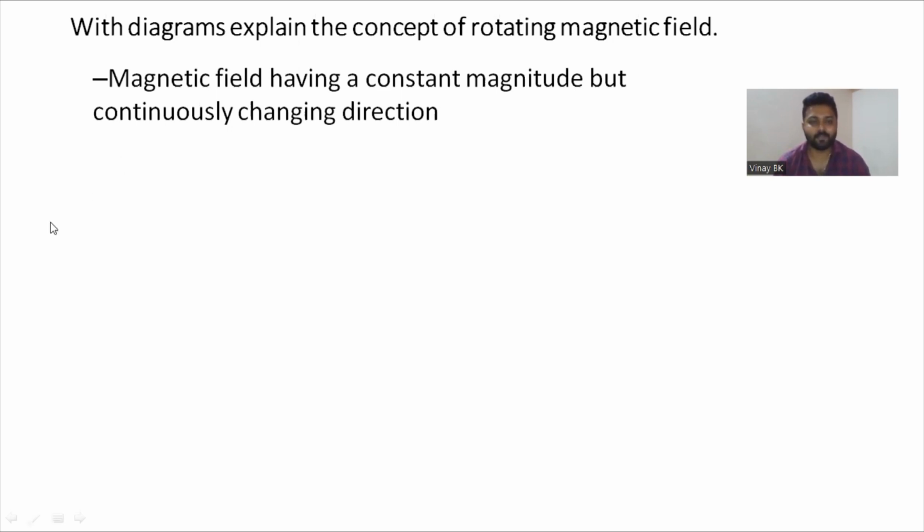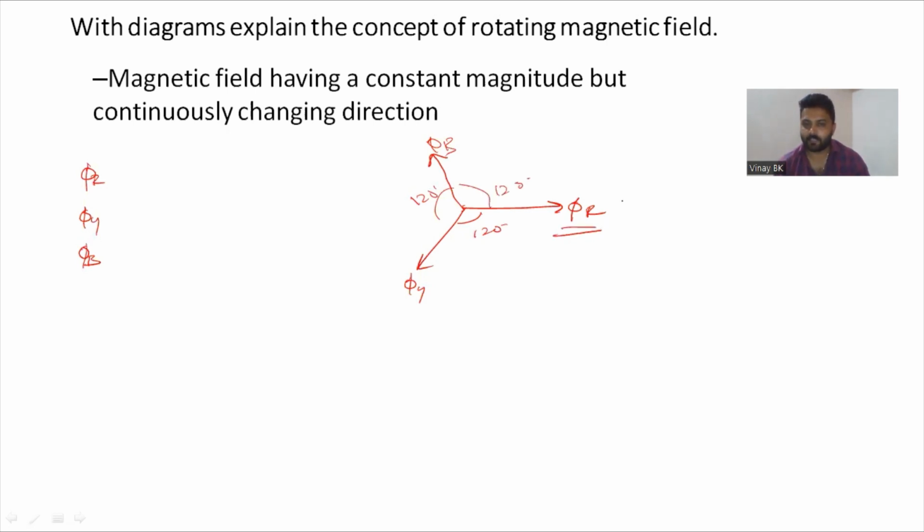Whenever you give a three-phase supply to the induction motor, whether the stator is connected in star or delta, it produces three different fluxes, phi R, phi Y, phi B. All three fluxes have a phase difference of 120 degrees: from phi R to phi Y it is 120 degrees, similarly from phi Y to phi B it is 120, and from phi B to phi R it is 120. Phi R is the reference and the direction of rotation is anti-clockwise.